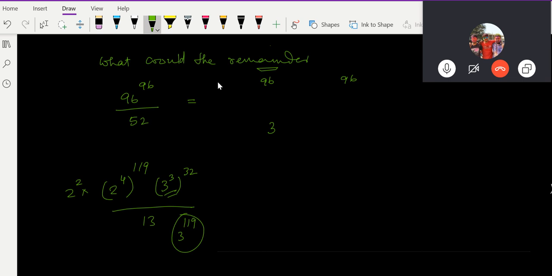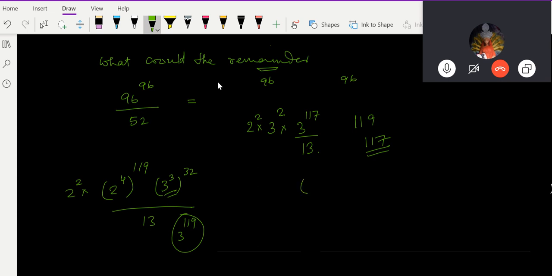So 119 is not a multiple of 3, right? 117 is. Correct, 117 is a multiple of 3. So I can write this as 3 square into 3 to the power 117, divided by 13, correct?